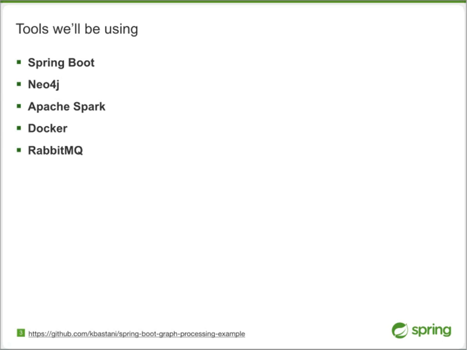As a part of today's webinar, I will be introducing you to a reference application that combines multiple microservices with a graph processing platform to rank users on Twitter. We're going to use a collection of popular tools as a part of this reference architecture. The tools we'll use in order of importance will be Spring Boot, Neo4j, Apache Spark, Docker, and RabbitMQ.